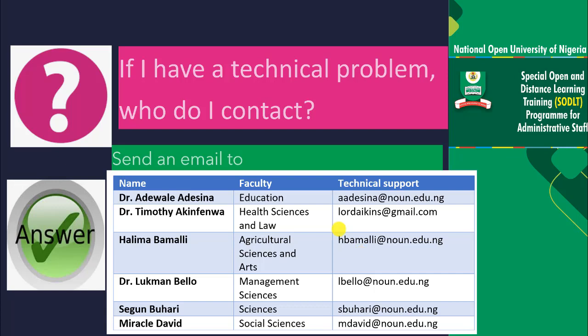Next question. If I have a technical problem, who do I contact? Oh, yes, we have people who are ever ready, 24 hours a day, 7 days a week, 43 weeks, to reach you. Send them a mail. They will send you the other details, WhatsApp number, the regular telephone number, and all that.